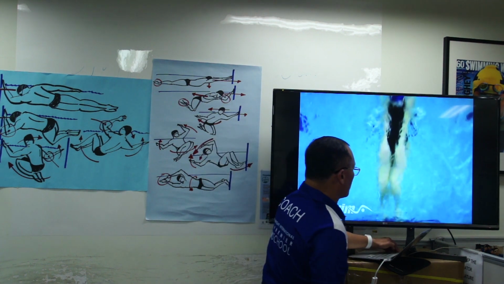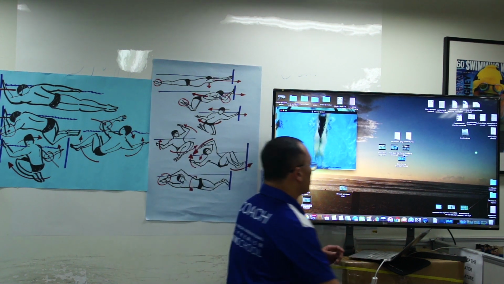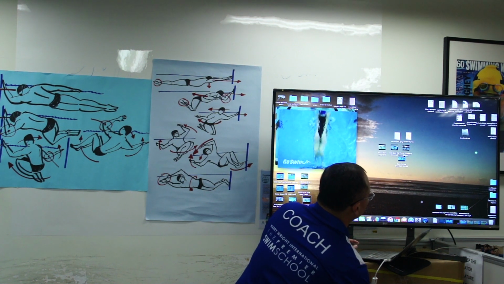Okay? Now remember that step 2. You feel like we're not going to be pushing off on our back? Yes, because we're doing breaststroke or butterfly. All except if it's fly to back. But here's step 3.